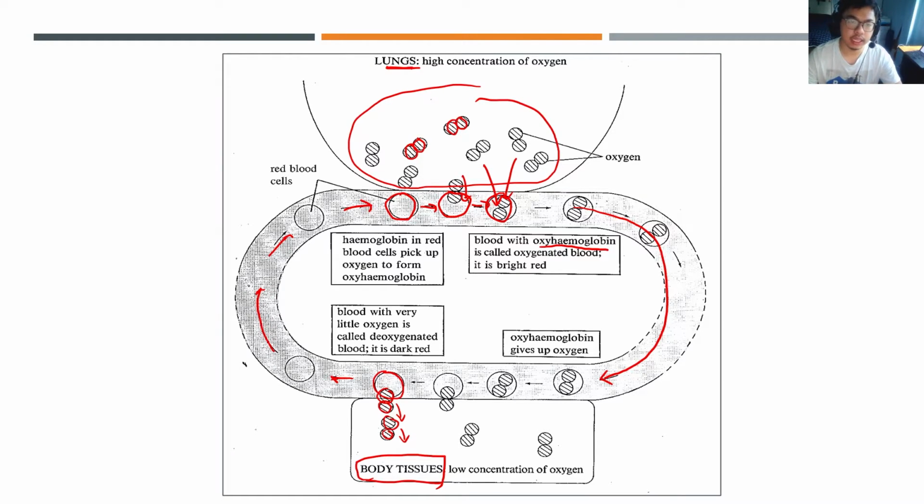So basically, red blood cell goes to the lung, picks up oxygen, and then red blood cell goes to the other cells, other tissues, gives oxygen to the other cells and other tissues, and then red blood cells go back to the lungs. Okay, so it's this cycle here.